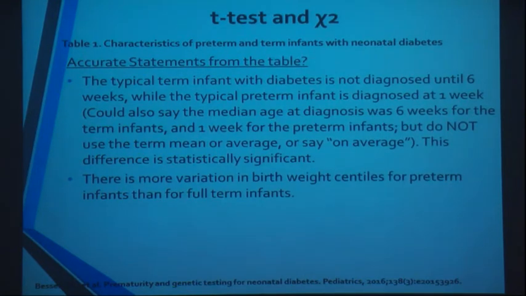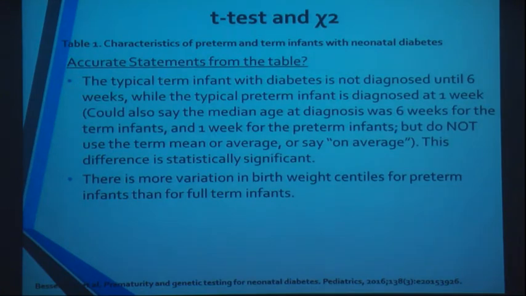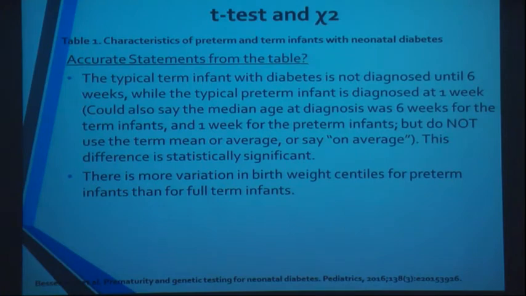So the typical term infant with diabetes is not diagnosed until 6 weeks, while the typical preterm infant is diagnosed at 1. Okay, see that from the second row? 6 versus 1. All right, you noticed that I said typical. Okay, we need to be careful here. You could say the median age at diagnosis was 6 weeks versus 1 week, but don't use the term mean or average or say on average, because these are not averages. These are medians. Okay, so be careful in terms of how you interpret it.